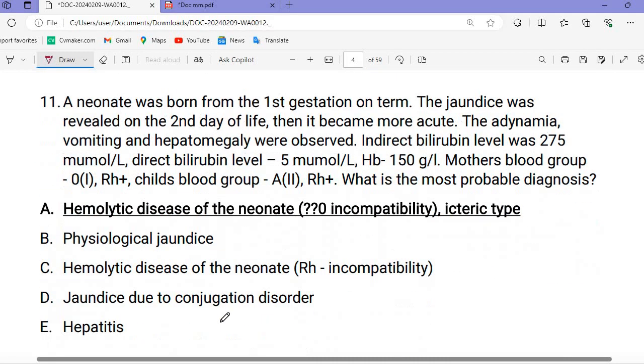Now let's see the next questions. A neonate was born from the first gestation at term. The jaundice was revealed on the second day of life. Then it becomes more acute, with anemia, vomiting, hepatomegaly. I think we will do these questions tomorrow.